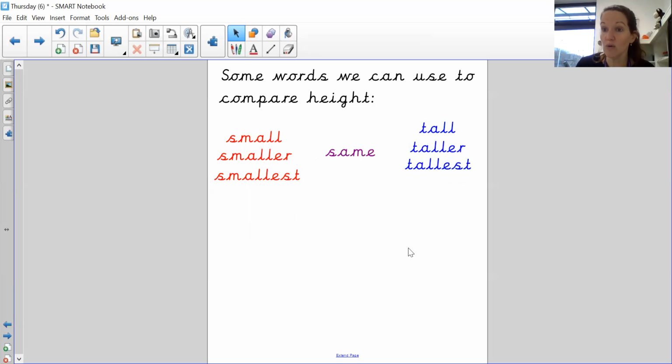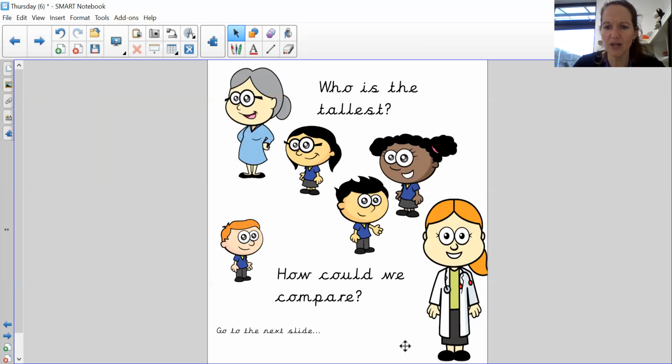In school, we have often measured the height of all the children, haven't we? And we've had to put you in order, and we've looked at the tallest down to the smallest or to the shortest. So let's have a look. Oh, here we go. Who is the tallest? I've got these children and some teachers, looks like. So who is the tallest? How do we know? It's kind of tricky to see them like that, isn't it?